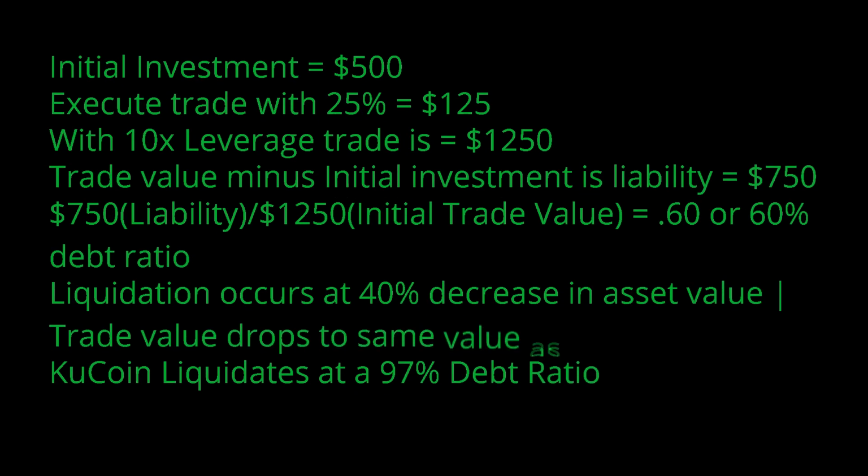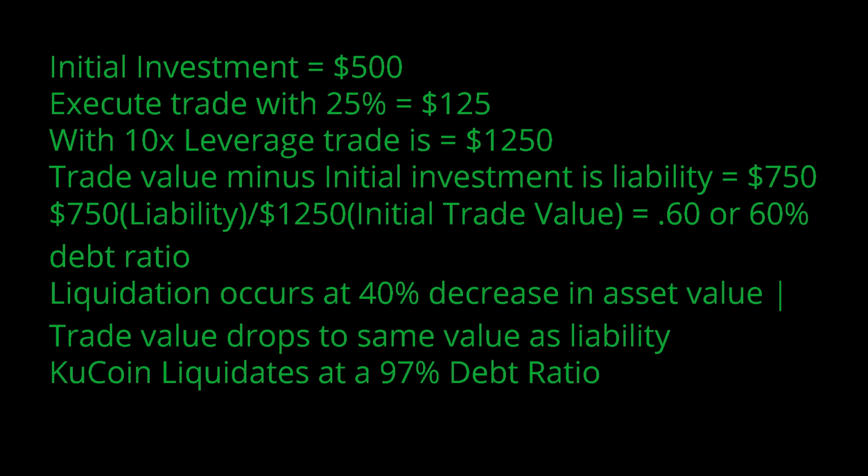This is an example of price action, of an example of an investment, and how to trade said investment. You put $500 into a KuCoin account. You have $500 in the margin account. You have preset options to go 25, 50, 75, or 100% on any trade. 3 of the 4 options are no-go. Never go above 25%. And I'll show you why here. Execute a trade with 25% of your account. That is $125 out of your $500. With 10x leverage, that trade is now worth $1,250.